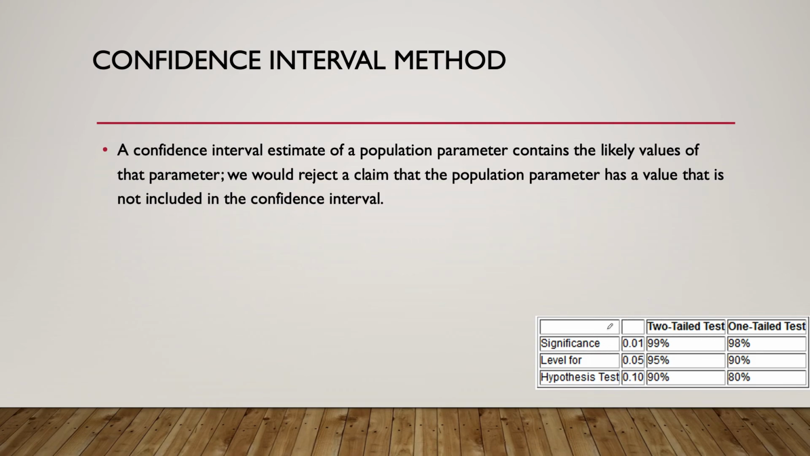If we had a significance level for the hypothesis test of 0.01, the two-tailed test is 99% confident, and the one-tailed test is 98% confident. For a significance of 0.05, the two-tailed test is 95%, and the one-tailed test is 90%. And for a hypothesis test of 0.10 significance, we would have a two-tailed test of 90% and a one-tailed test of 80%.